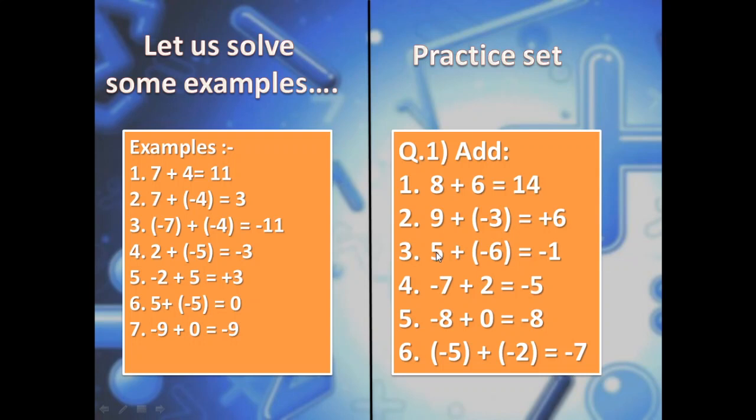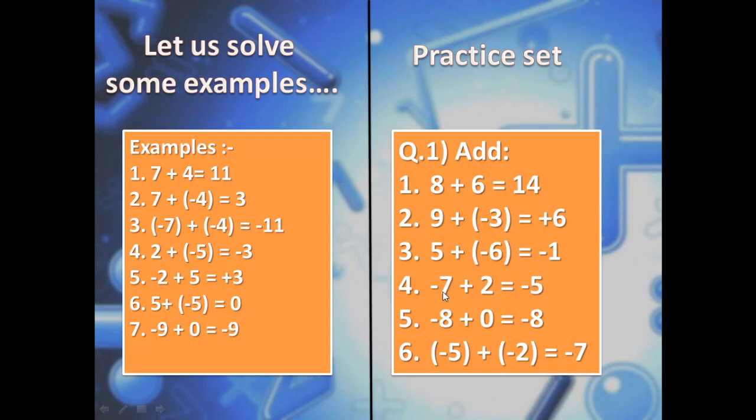Coming to the next question, 5, that is positive 5, and 6 is negative. So positive and negative, I have opposite signs. So I have to subtract. Subtract 5 from 6, I get 1 as the answer. Which is the bigger number? 6 is the bigger number. So the sign is negative. I will write negative near 1.